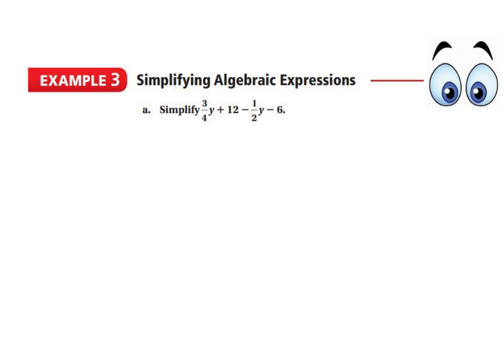In example 3, you'll now see that we have more terms, and so we will have to identify the terms first. We have 3/4 y and we have negative 1/2 y.